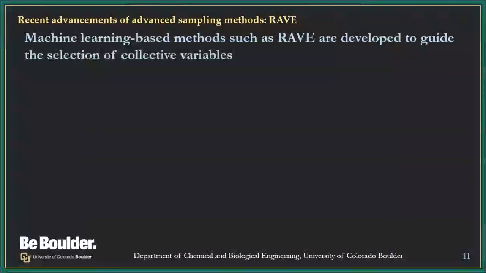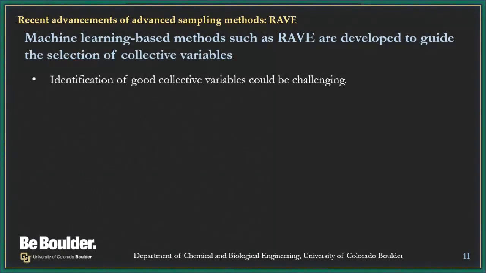So in the first half of this presentation, hopefully I've shown you the general ideas of the most commonly used advanced sampling methods. However, as you might have discovered, these advanced sampling methods all have their own drawbacks, which motivated the recent advancements in the field. For example, as I have mentioned, for highly flexible biomolecules, the identification of good collective variables could be very challenging, which undermines the utility of methods relying on collective variables, such as metadynamics and umbrella sampling.